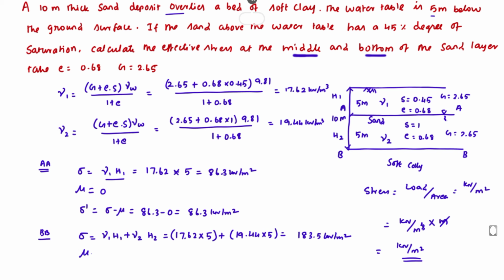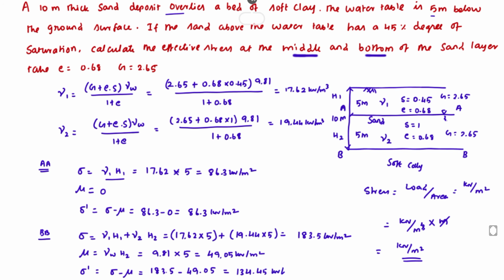Next is the mu value. There is water here, so we take gamma W into H2. That is 9.81 into H2, which is 5. Solving this, we get 49.05 kilonewton per meter square. Next is the sigma dash value, sigma minus mu, that is total stress minus pore water pressure. So 183.5 minus 49.05. Solving this, we get 134.45 kilonewton per meter square.